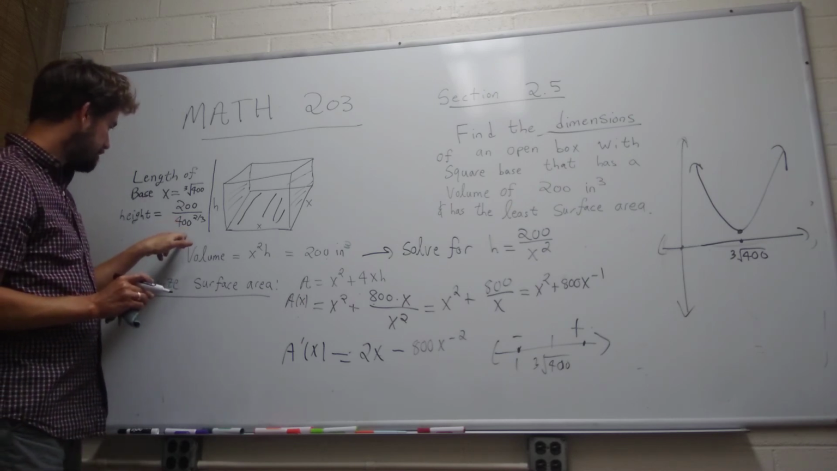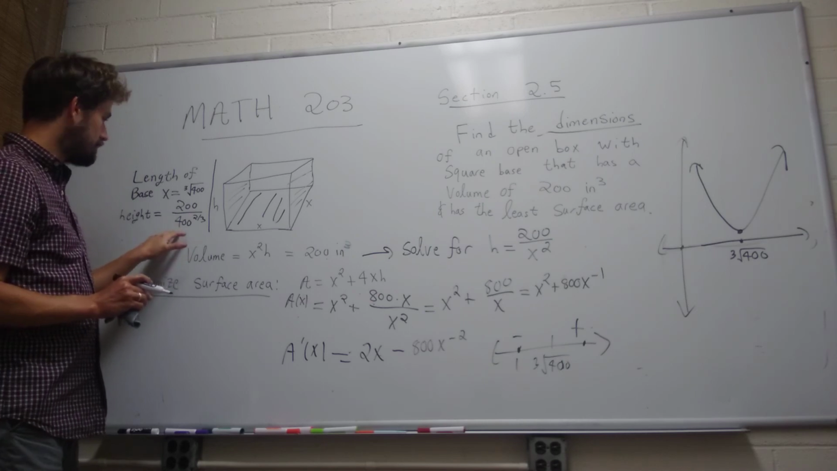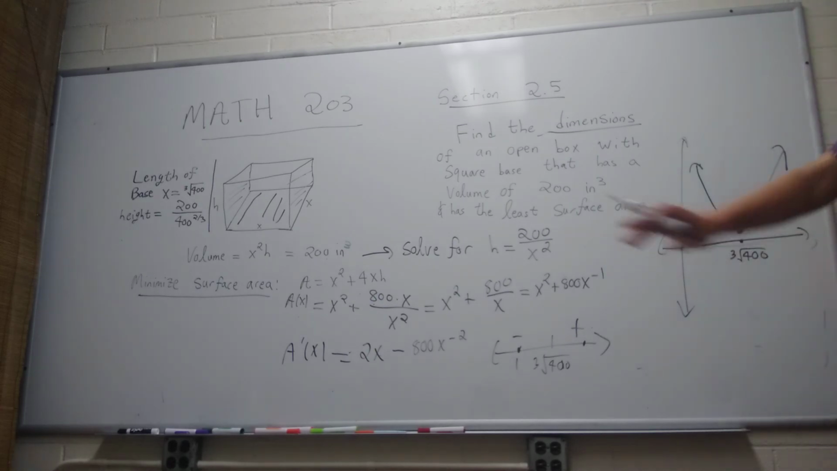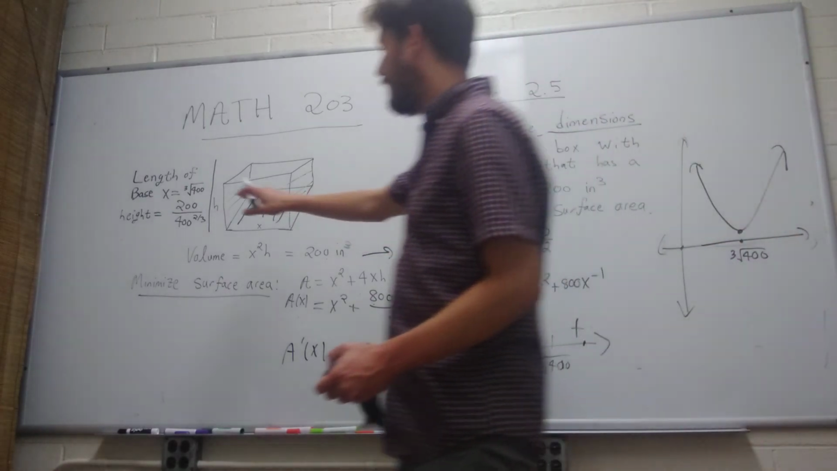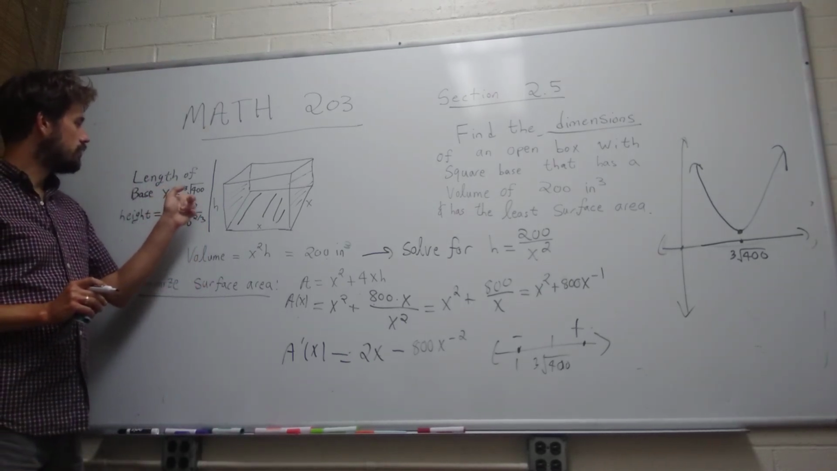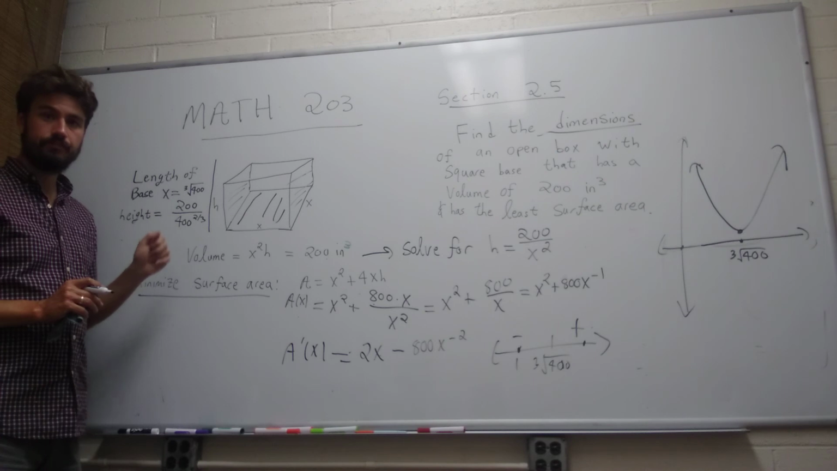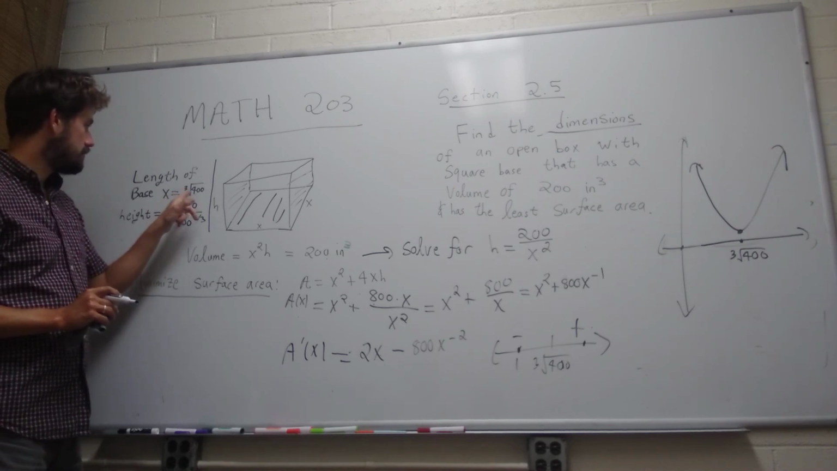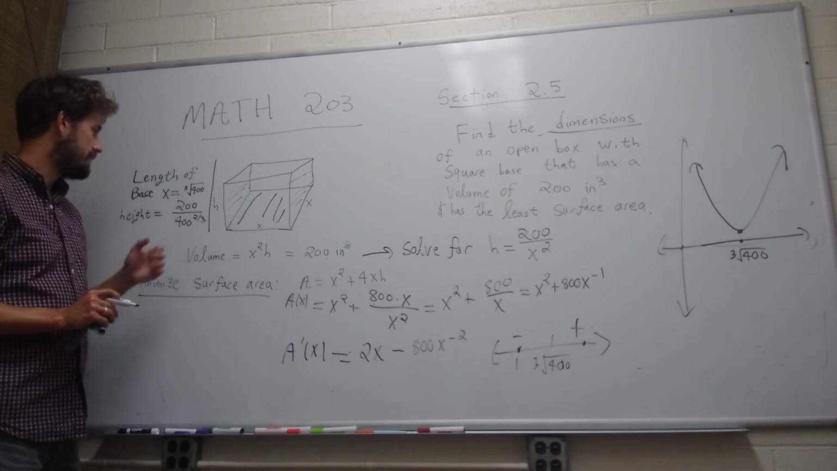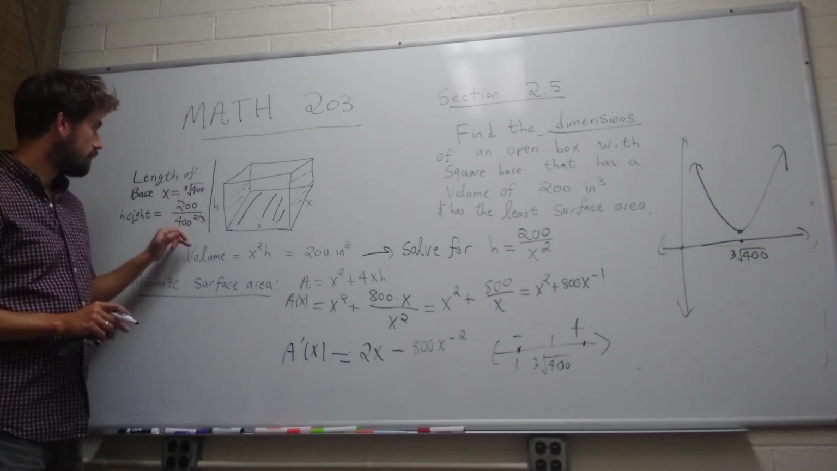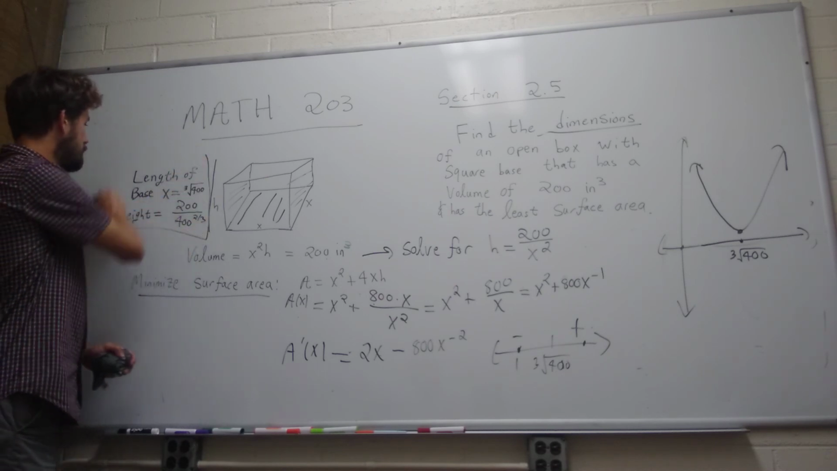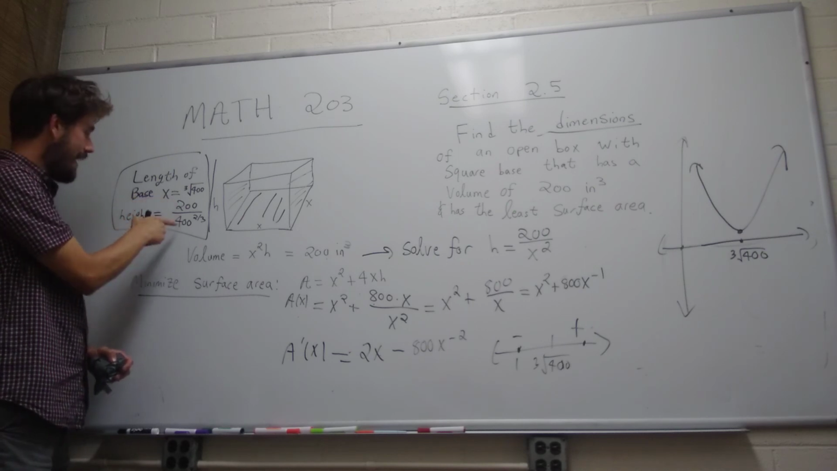Not exactly sure what that is, but you can find it when you plug it into the calculator. If the dimensions worked out a little better, let's say this was the cube root of 8, then it would be 2, and this would be 200 over 2. In any case, what's most important is that we plug back in our critical number and solve for the height.